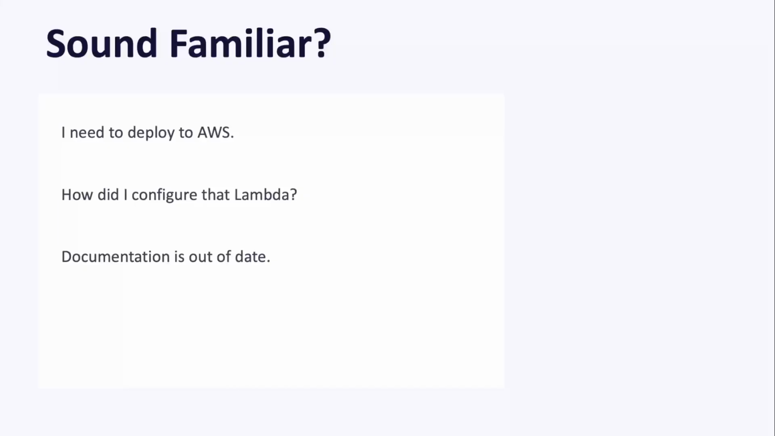They need to recreate the same setup for a test environment, and they have a bunch of questions for you. How did you configure the Lambda? What were the timeout settings? Was versioning enabled on that S3 bucket? Even if you documented everything in a wiki, it's always one manual step away from being out of date.